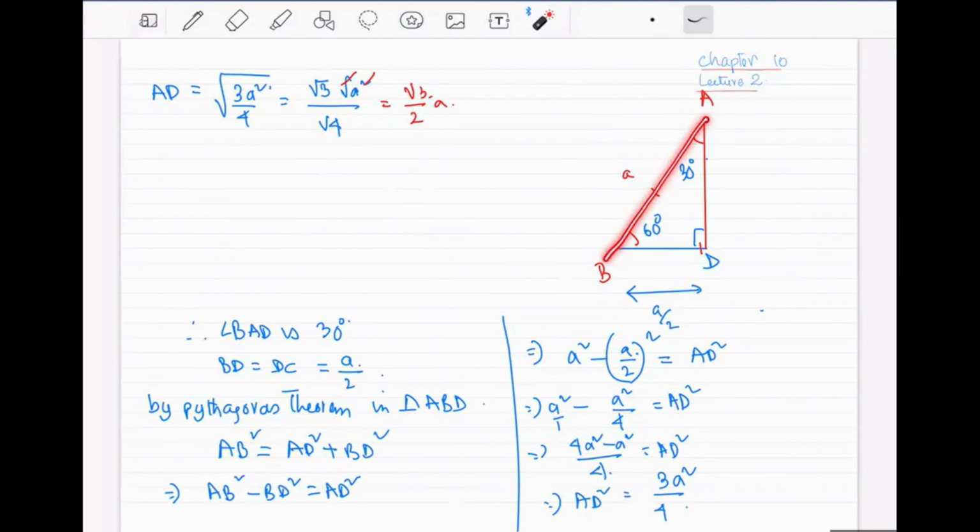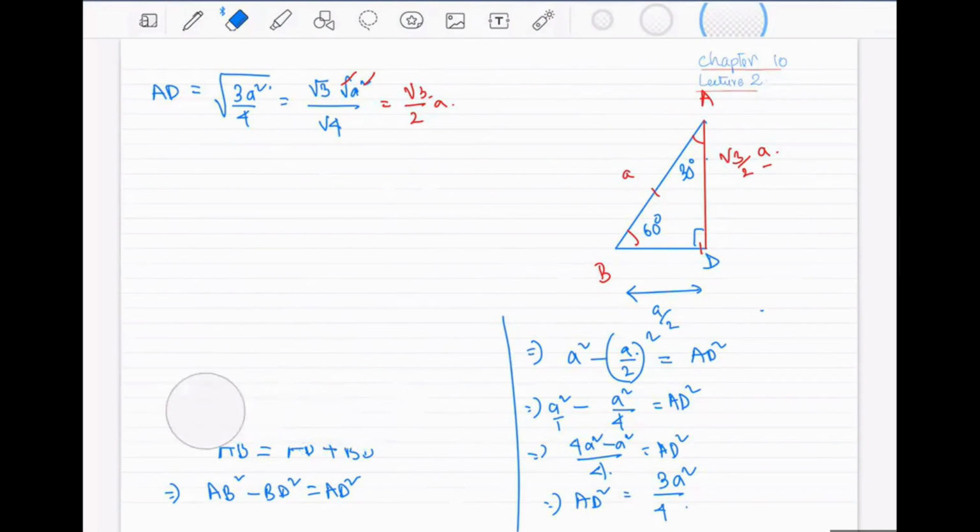We know that AB is how much? It's A. We know that BD is A by 2. But this AD, we found it out by using Pythagoras theorem. So finally, the value here will be root 3 by 2. Finish copying quickly. Since we know all the sides, 1, 2, 3, we can find out the value of sine 30, cos 30, tan 30. We can find out all of them. I'm rubbing this off also. If you haven't finished up to here, just say okay.